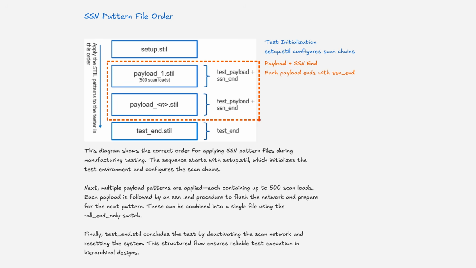These can be combined into a single file using the -all_end_only switch. Finally, testN.stil concludes the test by deactivating the scan network and resetting the system. This structured flow ensures reliable test execution in hierarchical designs.